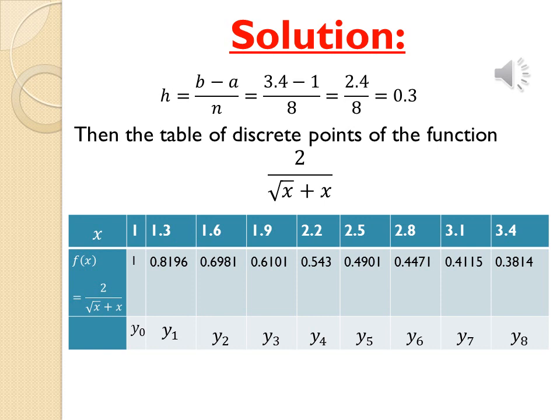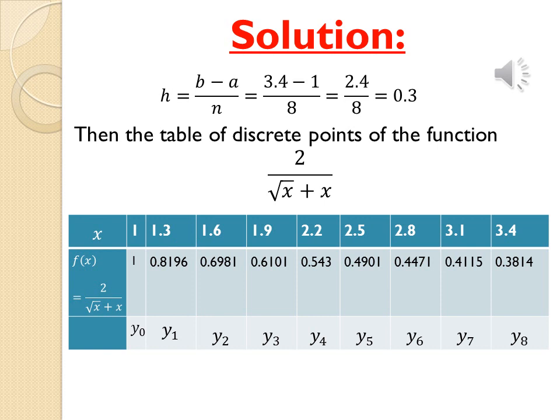So first calculate h. H is the length of the intervals. We say the number of intervals is 8. So h equals b minus a over 8. B is 3.4, a is equal to 1, n is equal to 8. So 3.4 minus 1 over 8 is equal to 0.3. So we divide the intervals here, beginning from x equal 1, each interval increasing by 0.3. So second 1.3, third increase 0.3, 1.6, 1.9, 2.2, 2.5, 2.8, 3.1, 3.4.